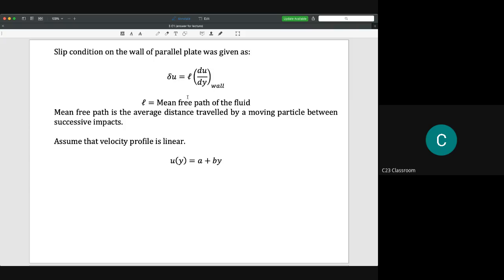So the idea of "at the wall" here is that previously in our calculation we substitute the value of y equal to 0. So that is the idea of the wall here. And then we assume that the velocity profile is linear, so it is equal to u(y) equals a plus by. And you know this equation is for a linear motion.